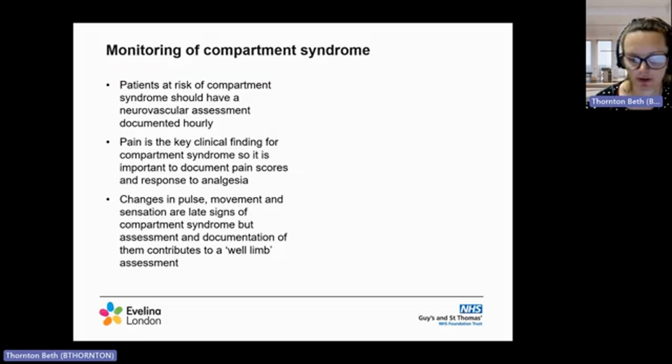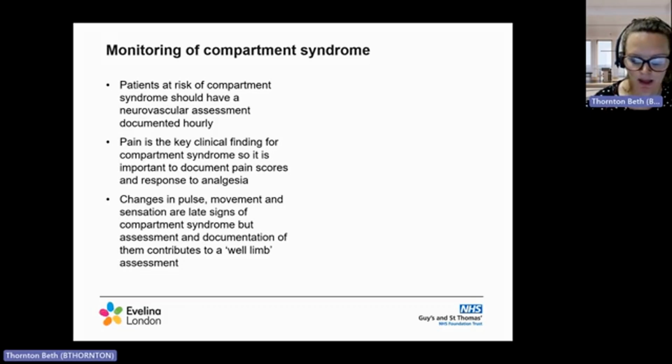So moving on to think about how we monitor compartment syndrome. Patients at risk of compartment syndrome should have a neurovascular assessment documented hourly. Pain is the key clinical finding for compartment syndrome, so it's important to document pain scores and response to analgesia alongside your neurovascular observations. Changes in pulse, movement and sensation are late signs, but they're very helpful in documenting, because it helps you assess that it's a nice well limb.